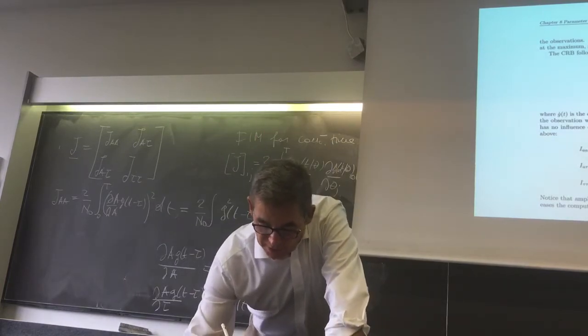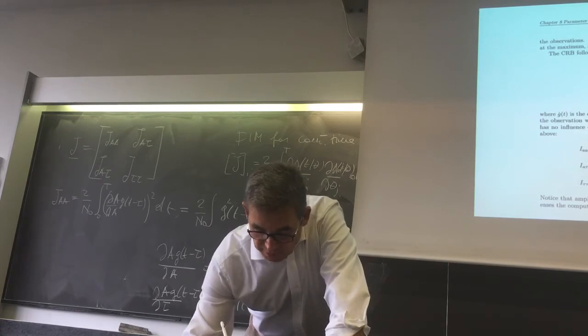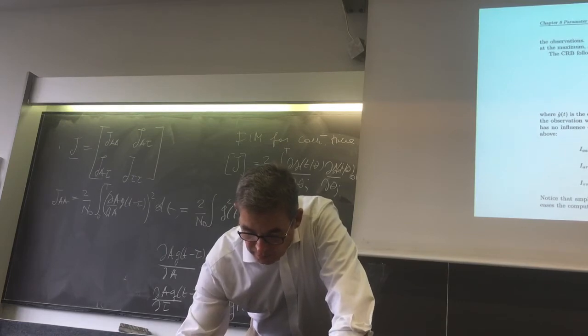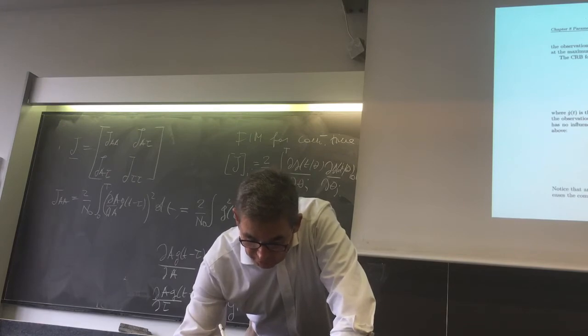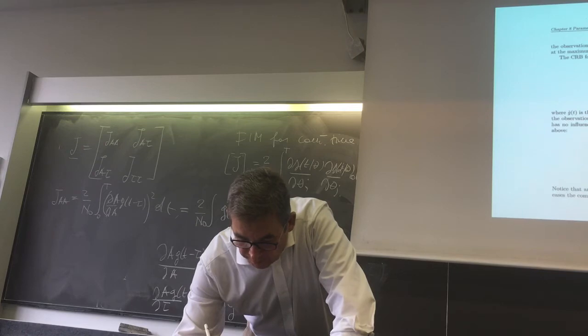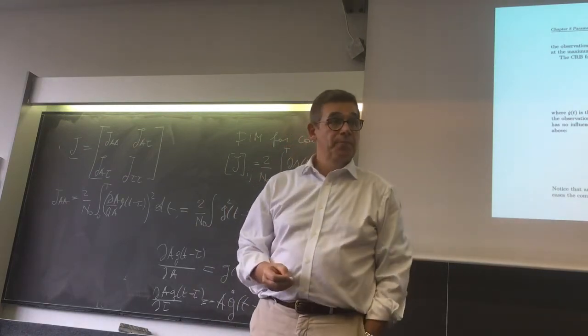So all these relationships depend on the derivative with respect to A of A g(t minus tau), which is g(t minus tau), and the derivative with respect to tau of A g(t minus tau), which is equal to minus A g prime(t minus tau). G prime is the derivative of the waveform. Okay? So we will see now.